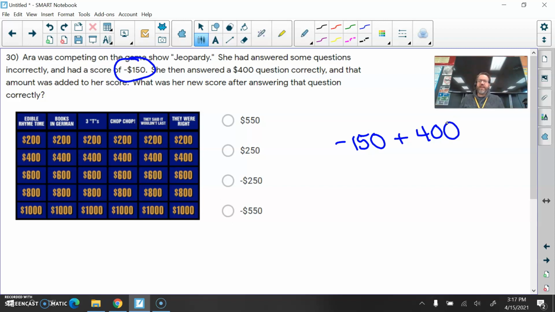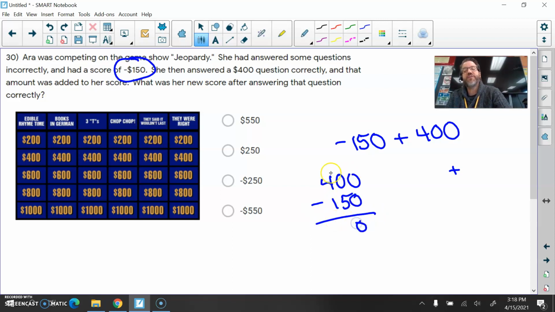Well, if she starts in the negatives at negative 150 and then adds 400, she's going to end up in the positives, isn't she? Imagine going from negative 150, you go up 150 to get to 0, and then you have some more that you're going to go into the positives. How much will she be in the positives? We're adding a negative number and a positive number together. We're going to end up with a positive result because this 400 is a larger positive amount than she was in the negatives. The signs are different. We find the difference. 400 subtract 150, and that will equal 250.